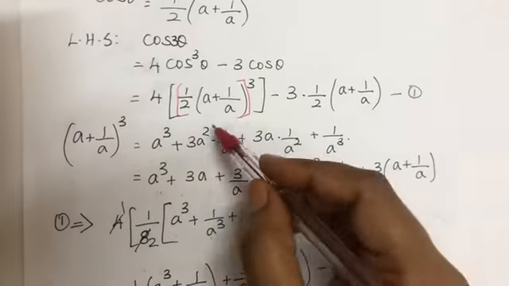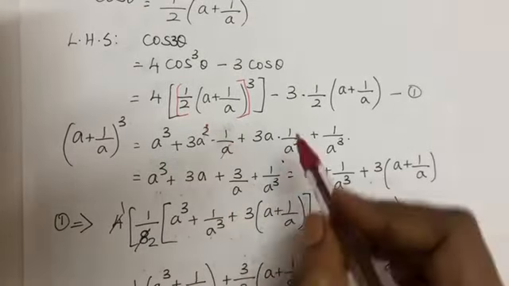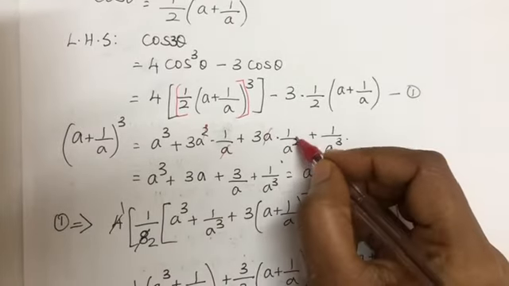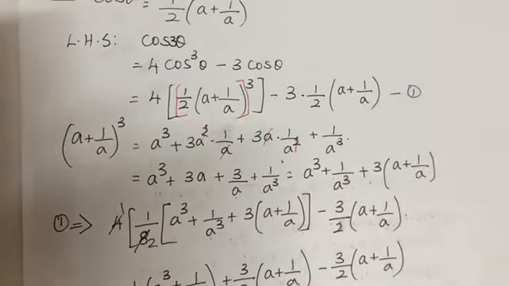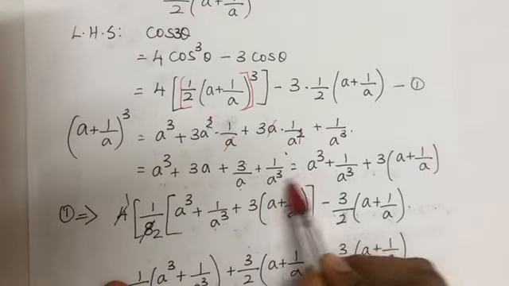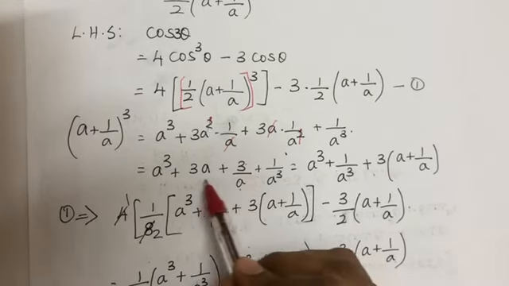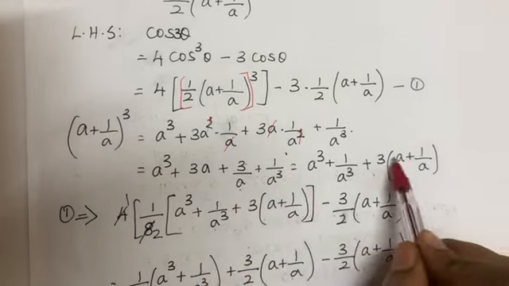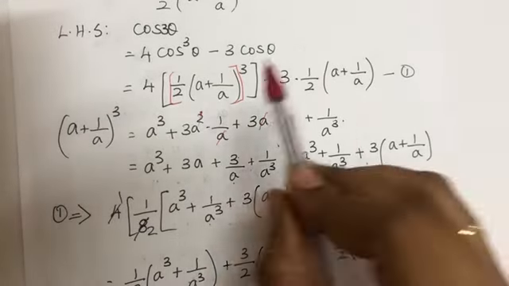So, A and A will get cancelled here. So, A cube plus 3A. Here A and A will get cancelled. So, it is 3 by A plus 1 by A cube. Okay, I am regrouping it. A cube plus 1 by A cube plus 3 into A plus 1 by A. In these two terms, I take 3 as common. So, 3 into A plus 1 by A. Okay, now we are substituting this in 1.